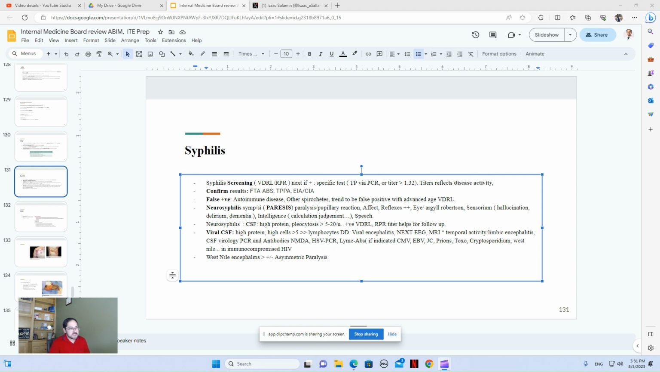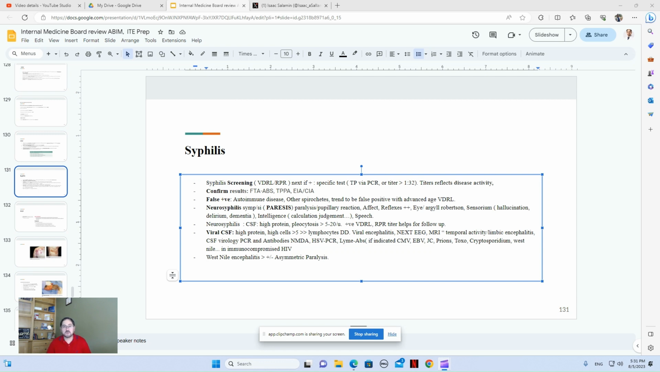Screening for syphilis is good to start with a VDRL or RPR. With the RPR, if the titer is at least fourfold, more than 1 to 32, that's very diagnostic of the disease. For confirmation tests, you can use treponema pallidum specific antibodies, FTA-ABS, or TPPA, or ELISA, or other such tests.